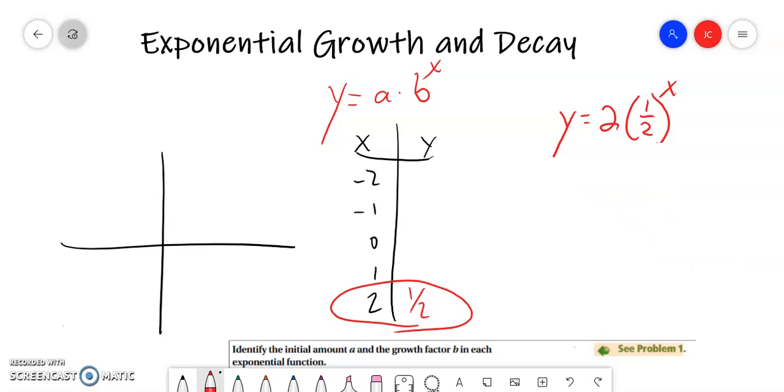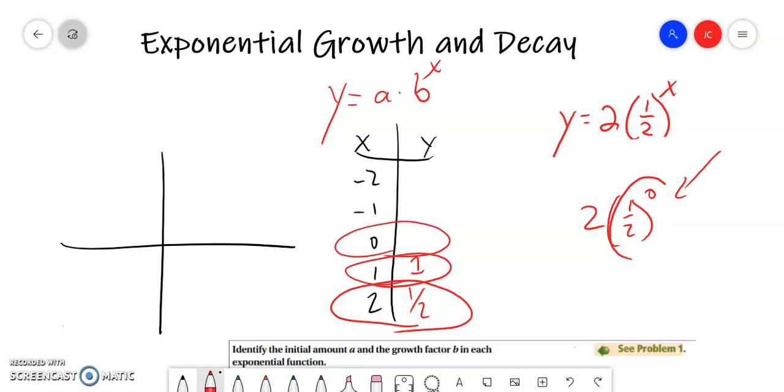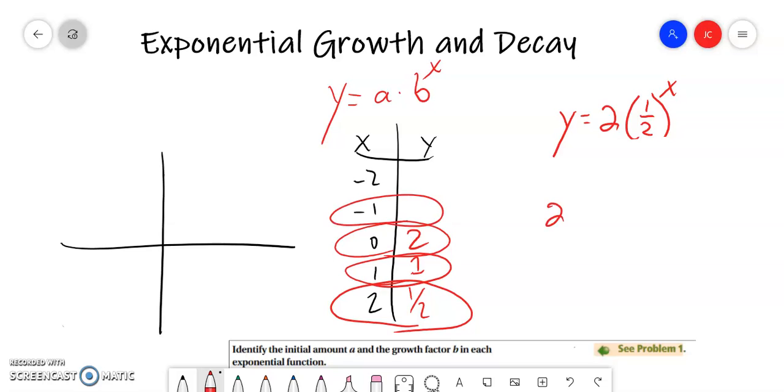Let's continue with that idea, and let's do: if x is 1, what's y? Okay, 2 times 1/2 would just be equal to 1. Then let's do 2 times 1/2 to the 0 power. You guys know that anything to the 0 power is 1, so we really have 2 times 1, so 2. And then here we start to get into negative exponents. So let's do -1: 2 times 1/2 to the -1 power.